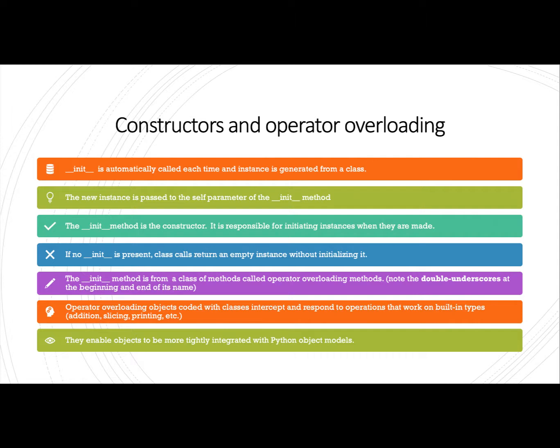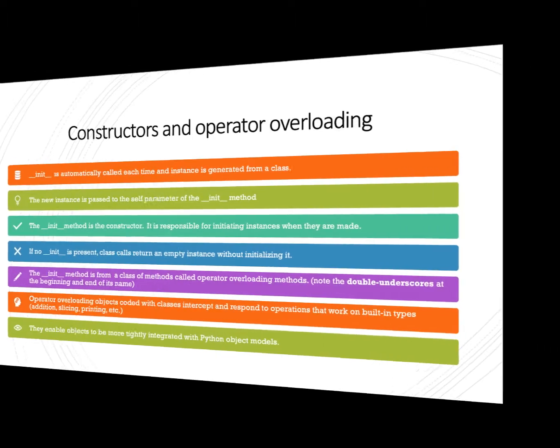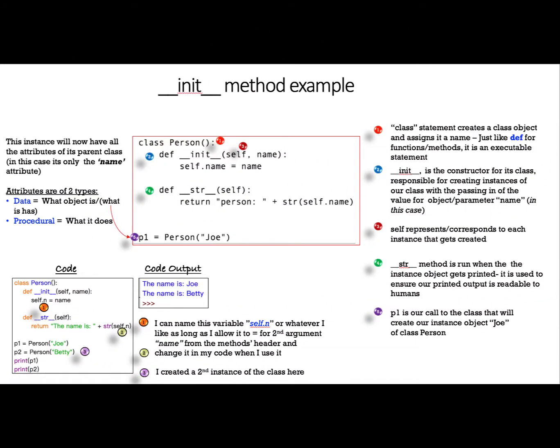The init method is from a class of methods known as operator overloading methods. Note the double underscores at the beginning and end of its name. Operator overloading objects coded with classes intercept and respond to operations that work on built-in types, such as addition, subtraction, slicing, printing, etc. They enable objects to be more tightly integrated with Python object models. So let's dive deeper into this init or constructor method.